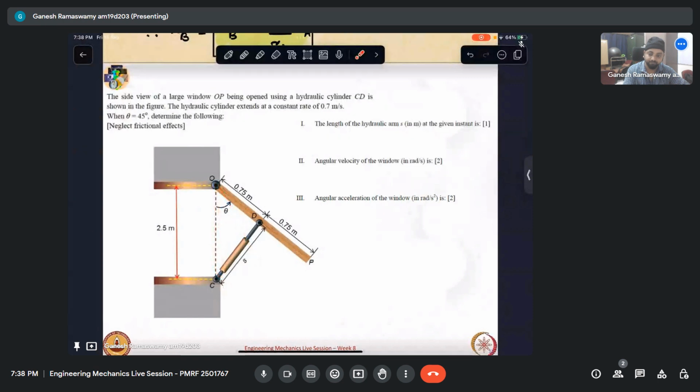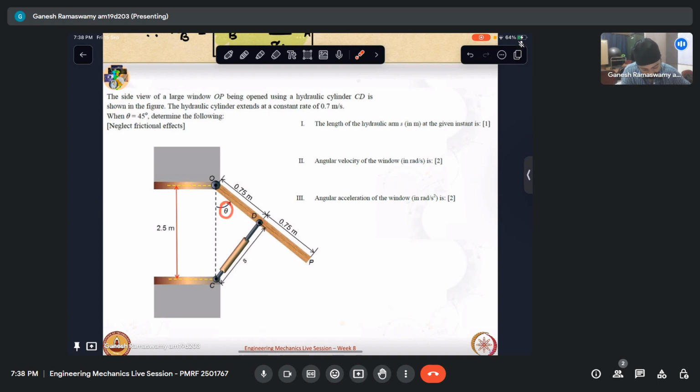So the side view of a large window OP is being opened using a hydraulic cylinder CD as shown. The hydraulic cylinder extends at a constant rate of 0.7. So what does this mean? If this distance is S, so S dot is constant at 0.7 meters per second. It is increasing. And it is constant, which implies that S double dot is 0. So at theta equal to 45 degrees, we have to determine some of the quantities.